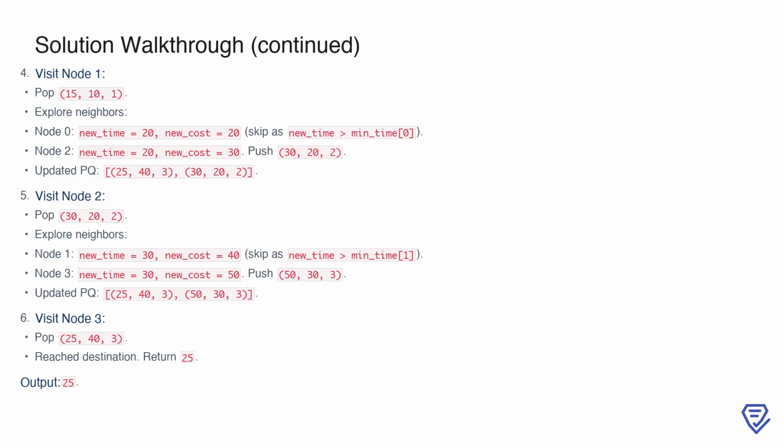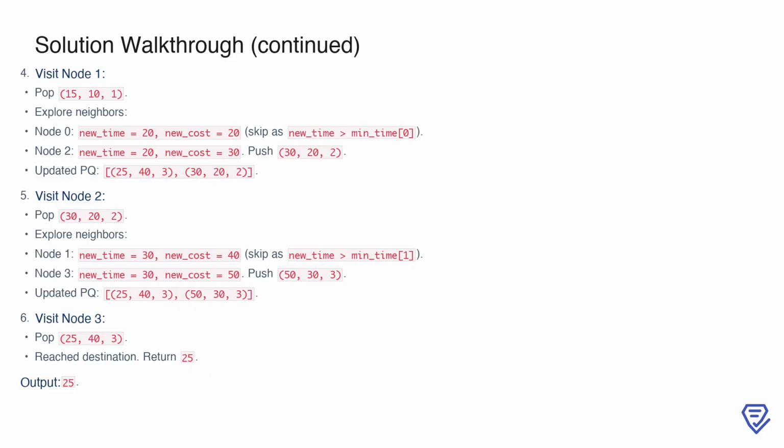At node 1, we explore its neighbors. For node 0, the new time becomes 20, but we skip this path since there's already a faster path to node 0. For node 2, the new time becomes 20, and the new cost is 30. This is added to the priority queue. With these updates, the queue now contains (25, 40, 3) and (30, 22).